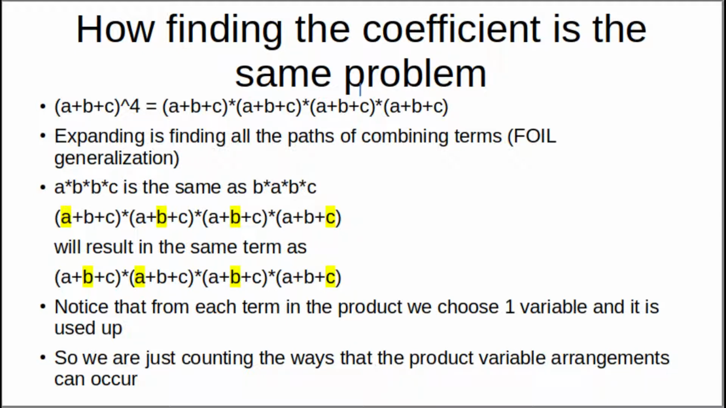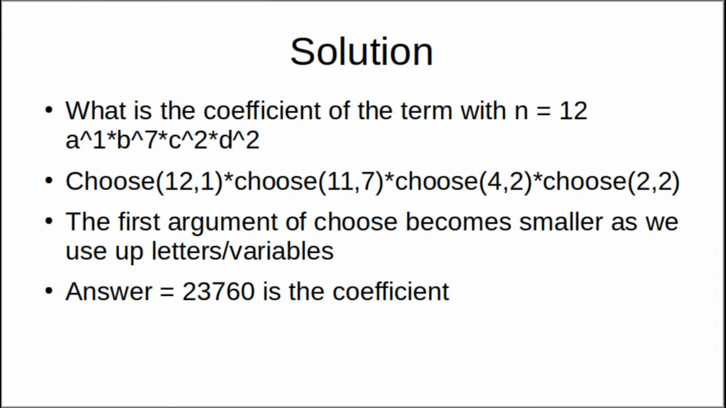Expanding this is finding all the possible ways to combine the letters. However, some of these groups of letters are really the same thing. For example, a times b times b times c is the same thing as b times a times b times c. And to find the number of ways that these terms add together, it's really just counting the number of ways you can rearrange those letters. So now looking at the product again, a to the 1 times b to the 7 times c squared times d squared, we now know how to get the coefficient.